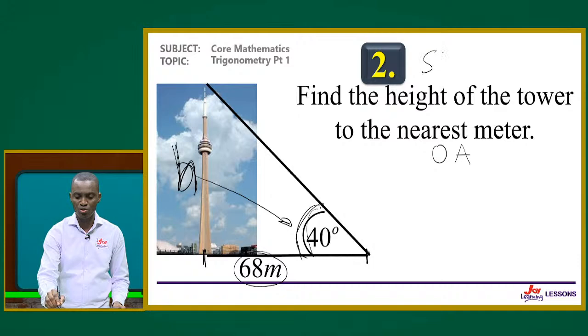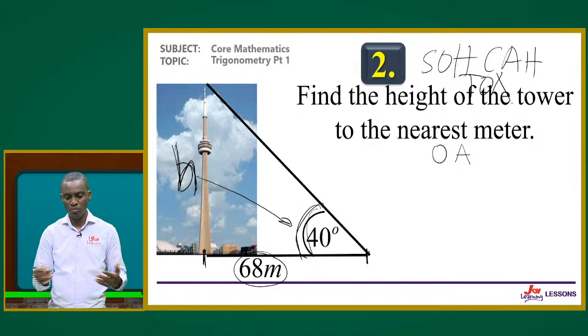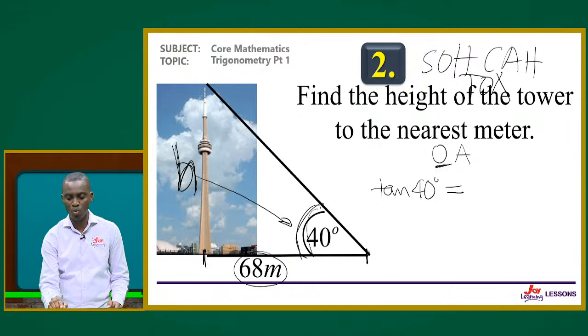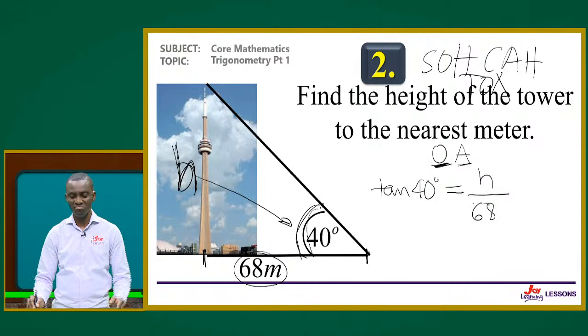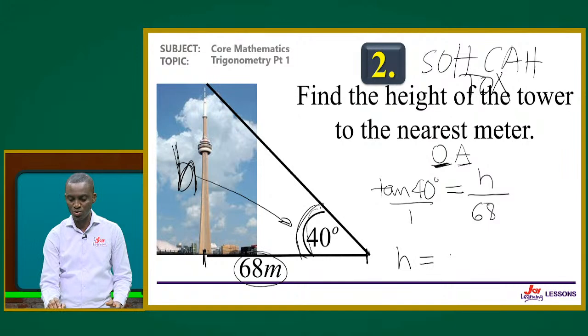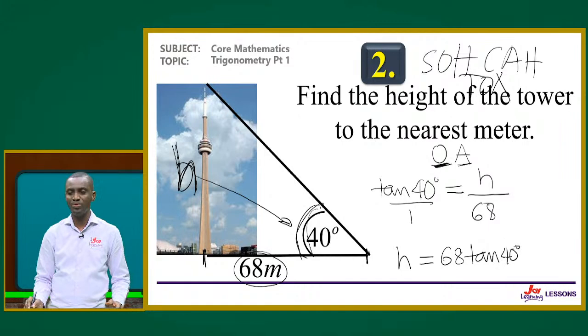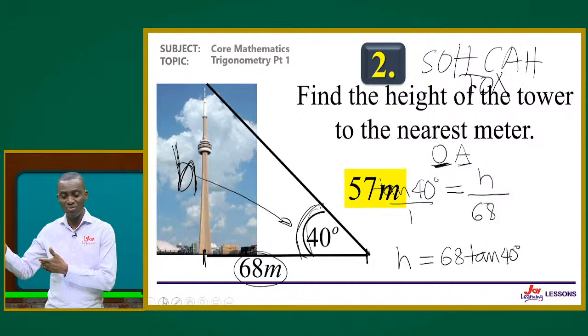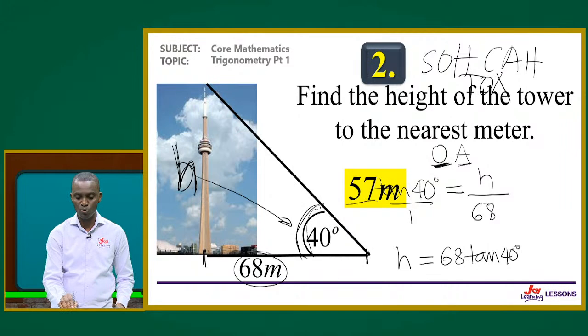So when you pick again your SOH CAH TOA, which of them will have that? And that is TOA, right? So you can start by saying tan 40 degrees is equal to opposite over adjacent. And opposite to this angle is h over adjacent 68. Then you do your cross multiplication again, and you have h equal to 68 times tan 40 degrees. And the calculator can do the rest for you. So you punch 68 tan 40, and your result will come as 57 point something. But the question says to the nearest whole number or meter, and that will give you 57.